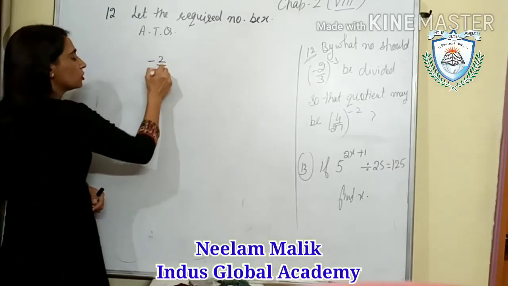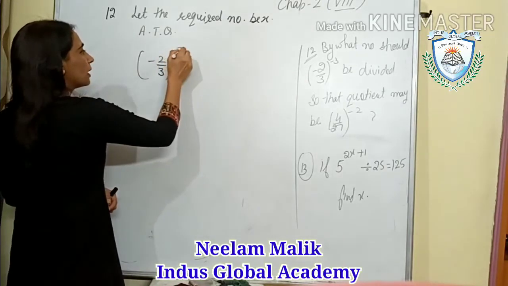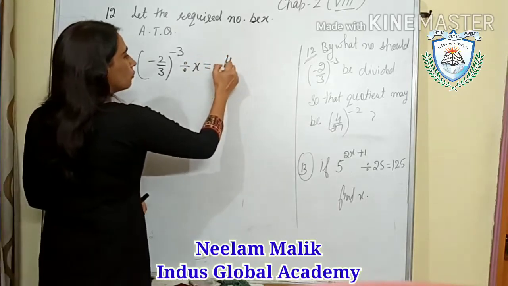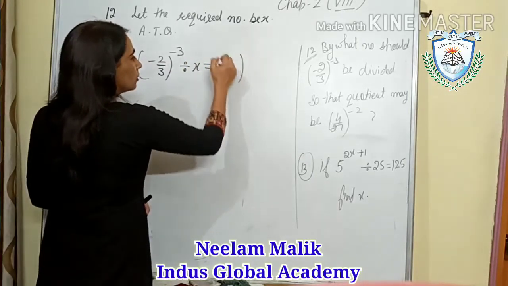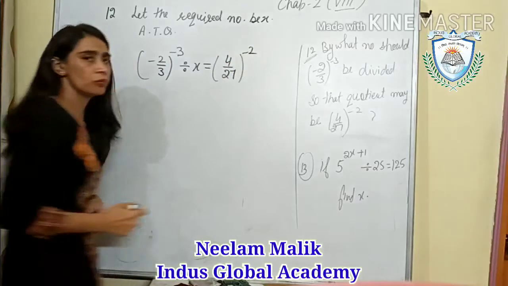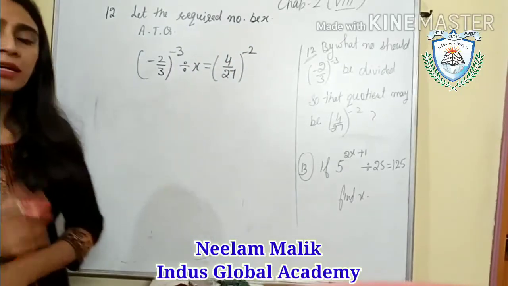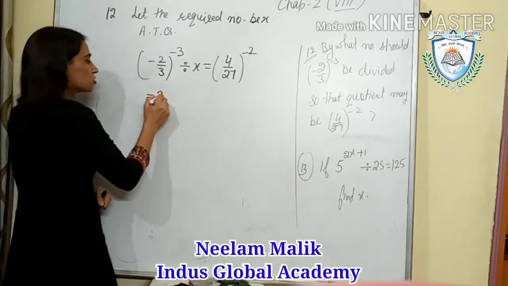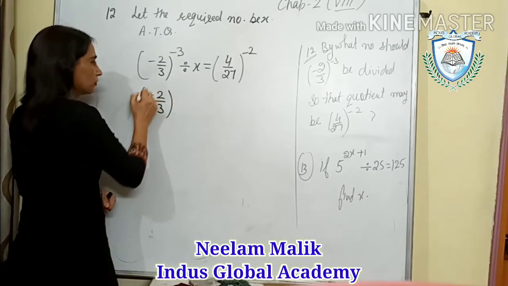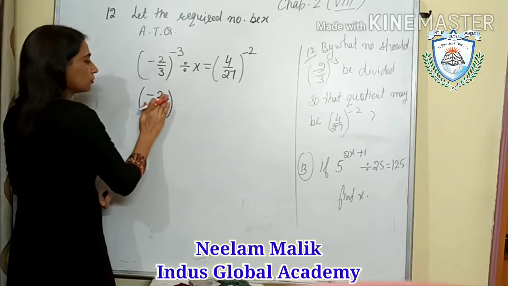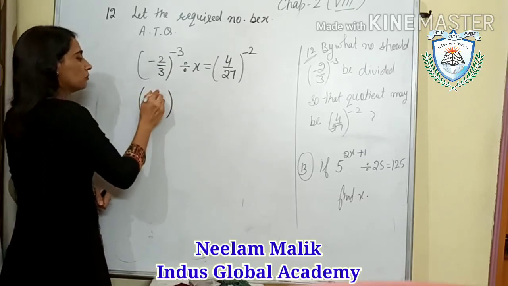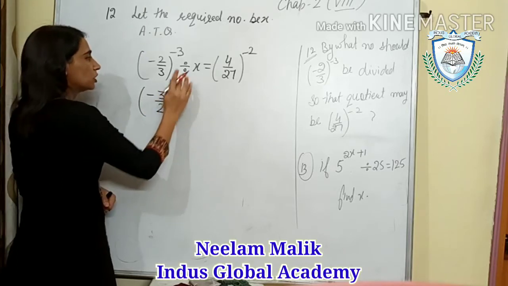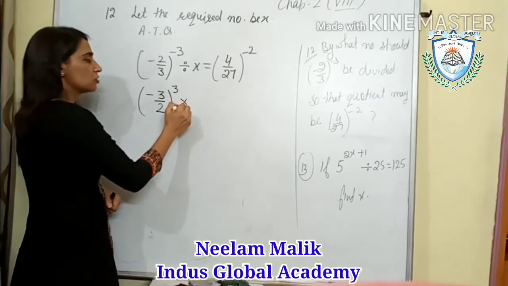(-2/3)^(-3) divided by x is equal to (4/27)^(-2). Okay, here the powers are negative, so first we will make the powers positive. Minus 2 upon 3 power will be, sorry, it will be reciprocal. Minus 3 upon 2 power will be positive. This is division, I will change this into multiplication.